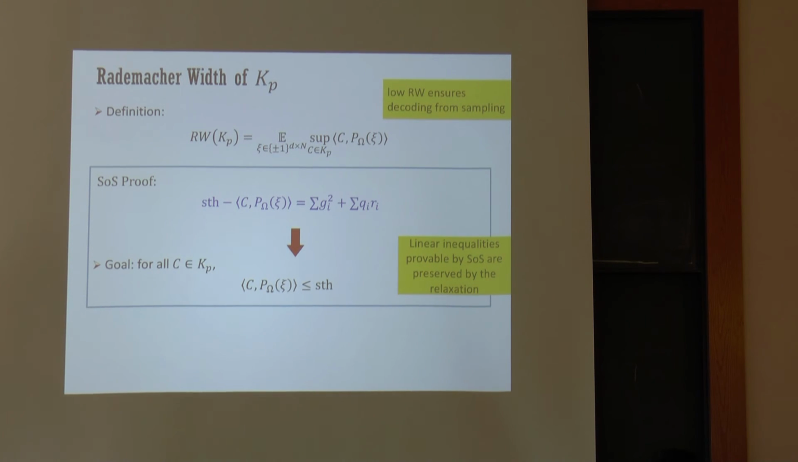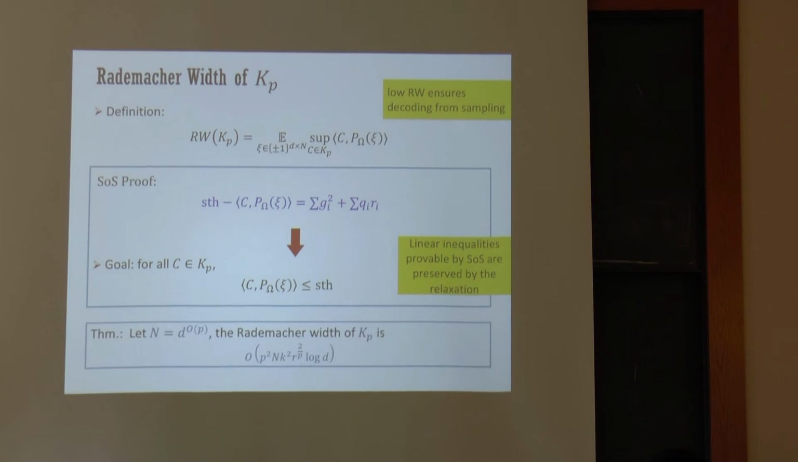That means that we only need to prove this linear inequality by a sum of squares proof, and that's what we are going to do. I'm not going to show the proof for you, but basically the way that I cover it is you start first with a non-sum-of-squares proof, and then try to make every step sum of squares by using Cauchy-Schwarz and other tricks. And this will lead us to the statement that the Rademacher complexity of this is less than this quantity, p square n k square r to the 2 over p.